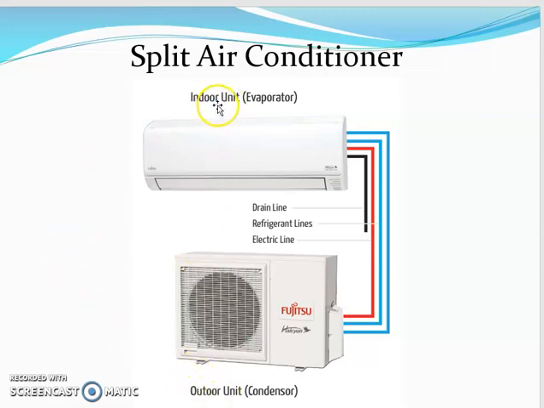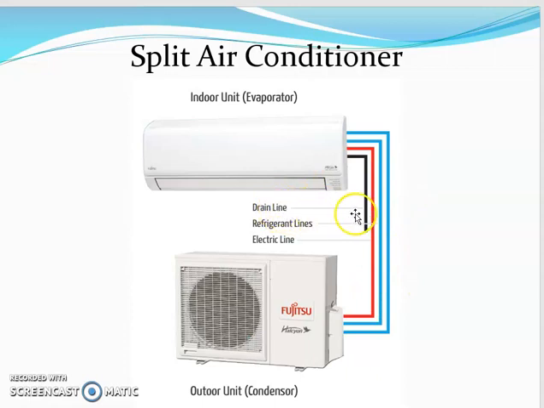In the indoor unit, we have the evaporator and the expansion valve. In this case, we are utilizing a capillary tube as the expansion device. So both the evaporator and capillary tube are kept in the indoor unit, which is inside the room, while the compressor and condenser are kept in the outdoor unit, which is kept outside the room. That is why they are referred to as indoor and outdoor units. Both units are connected by various lines.